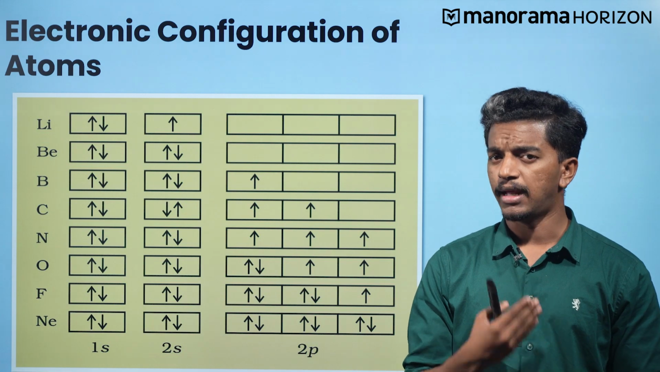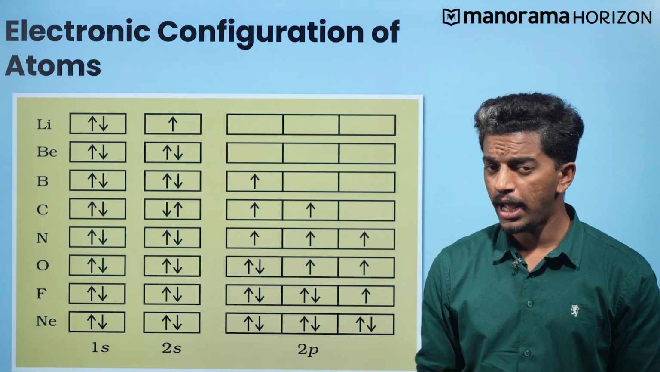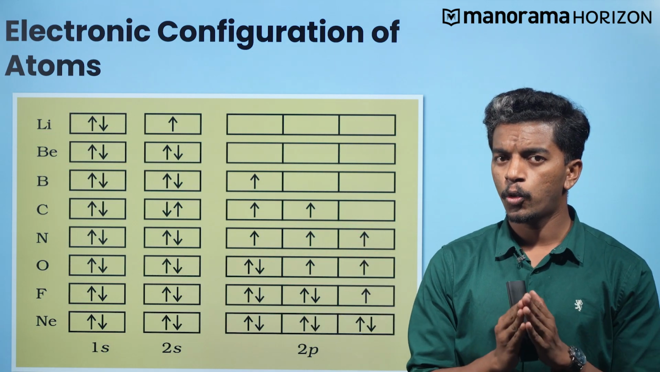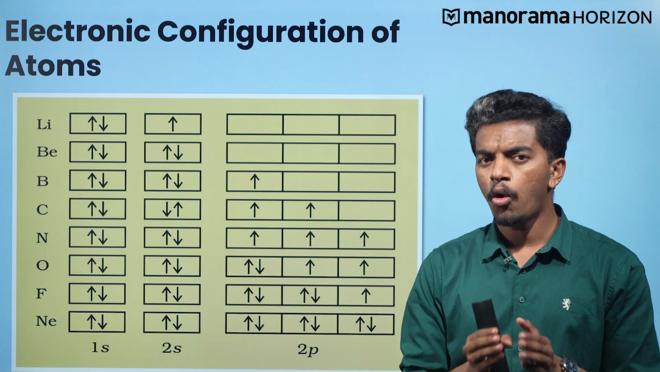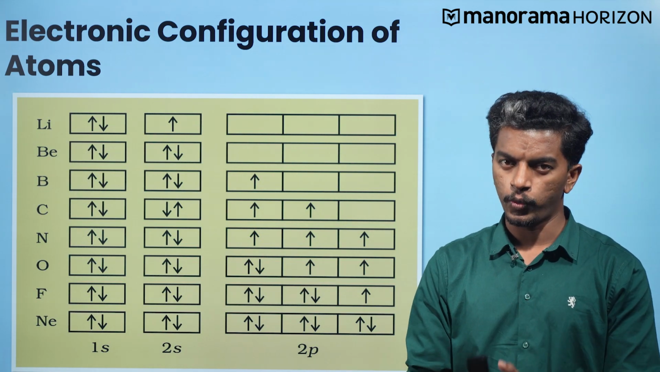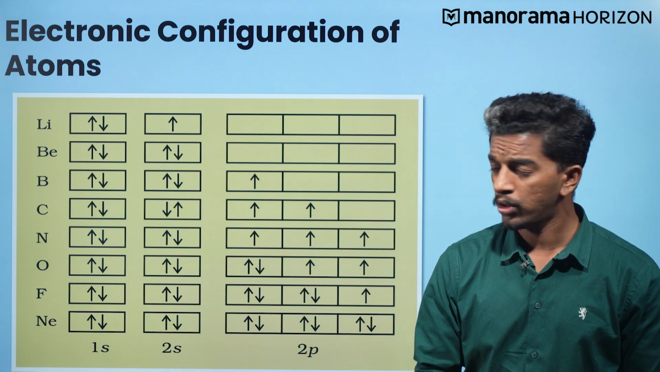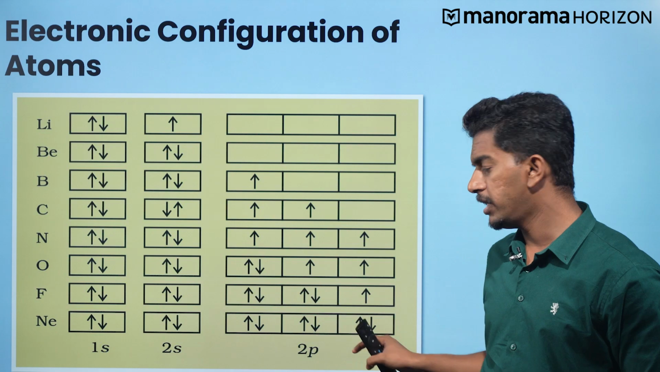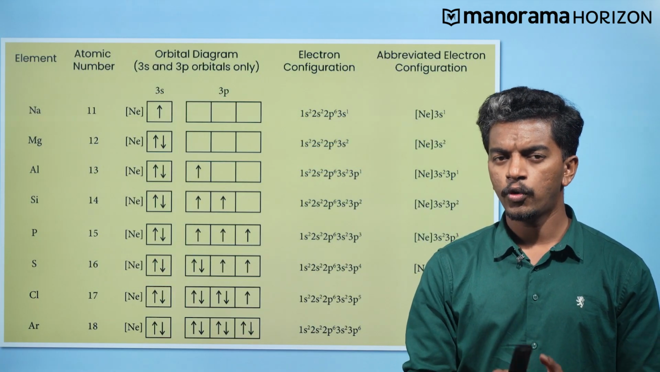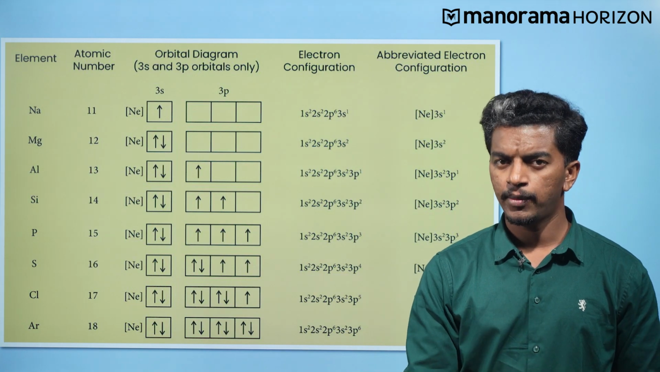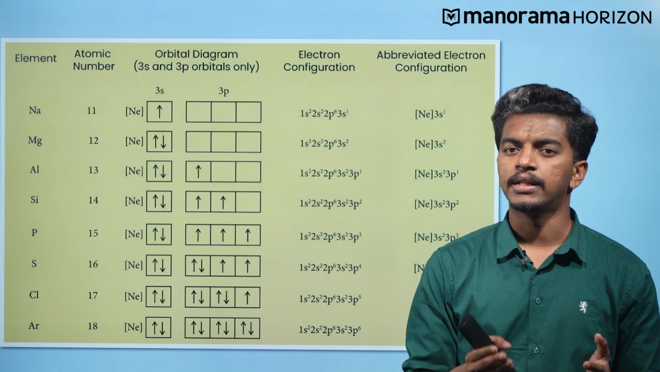In the next 6 elements, that is boron, carbon, nitrogen, oxygen, fluorine and neon, the p orbitals are progressively filled. If you look at nitrogen, you can see that all the p orbitals are singly occupied and only then the electrons with opposite spin are filled for oxygen, fluorine and neon. The electronic configurations of the elements from sodium to argon follow exactly the same pattern as the elements from lithium to neon with 3s and 3p orbitals, as studied in the previous slide.